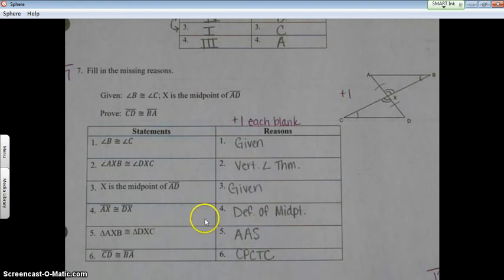Then the triangles are congruent. This is angle, angle, side. It's not angle, side, angle because the side is not directly between the two angles, touching both angles. It's only touching one angle. So that's why it's angle, angle, side.